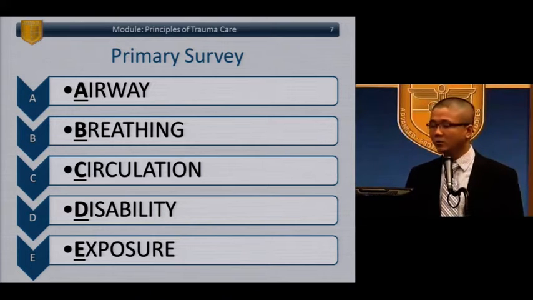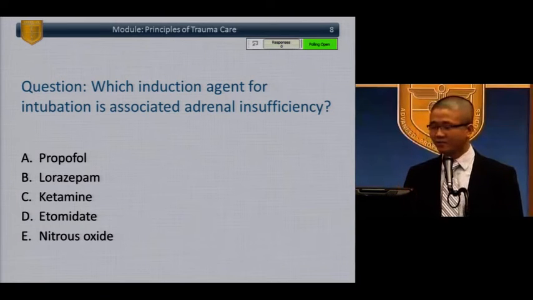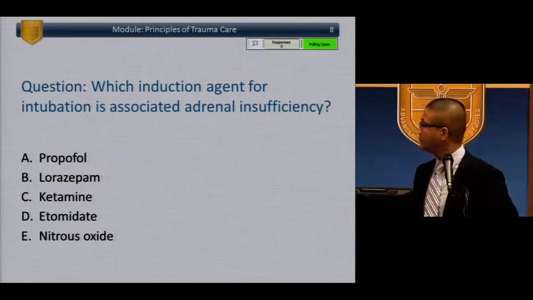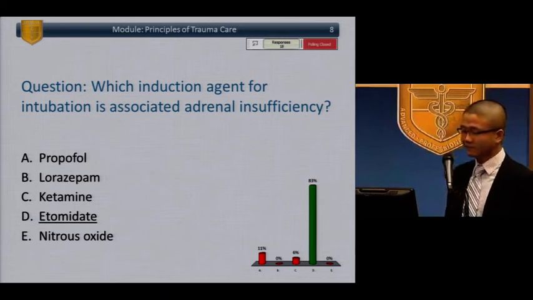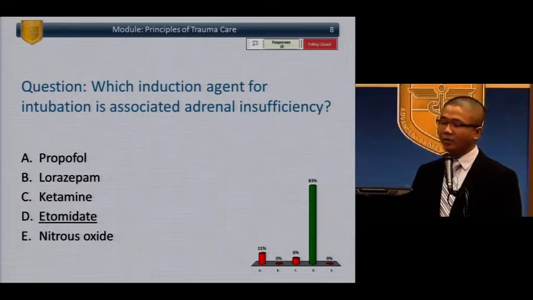Once again, to remind you, we don't move on until every single one of these systems has been taken care of. All right, next question. Which induction agent for intubation is associated with adrenal insufficiency? Fantastic, etomidate.